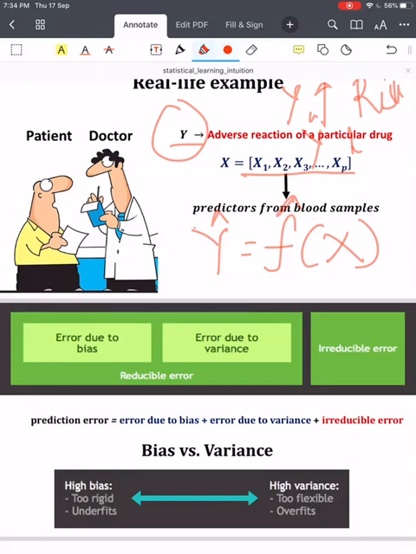So in that case, our statistical learning model, that is f cap of x, will be detrimental, because there is always this error term which we are not modeling when we are modeling this f cap. Okay, so this error term is independent of x.